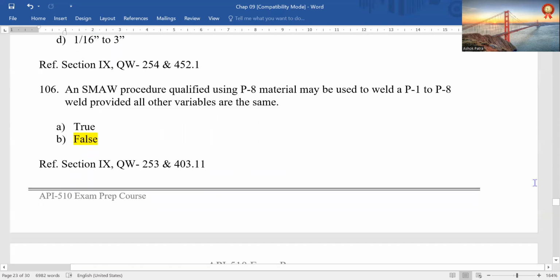An SMAW procedure qualified using P8 material may be used to weld a P1 to P8 weld, provided all other variables are the same. False.